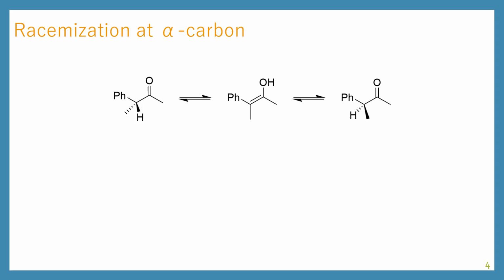Now, how that happens when you have a chiral alpha carbon is that this carbon here is alpha to a carbonyl, and it is chiral, and it has a hydrogen, which means this can undergo the process of keto-enol tautomerization. And here's our enol form.